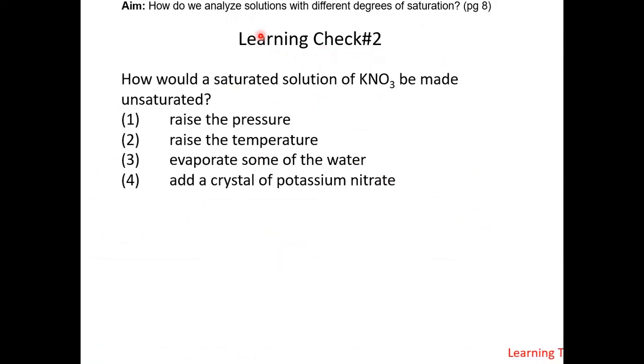Learning check number 2. How would a saturated solution of KNO3 be made unsaturated? Pause the video and resume as completed. The answer is choice 2, you raise the temperature. If you raise the temperature, more of the solute will be dissolved.